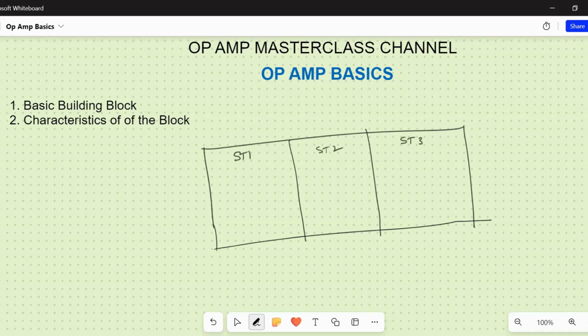What it should have. The op-amp has two input terminals, V1 and V2, and it has one output terminal called V out, and it is powered by VCC with the negative voltage as VEE. So this first stage of the op-amp is called the input stage of the op-amp. It has very unique characteristics.